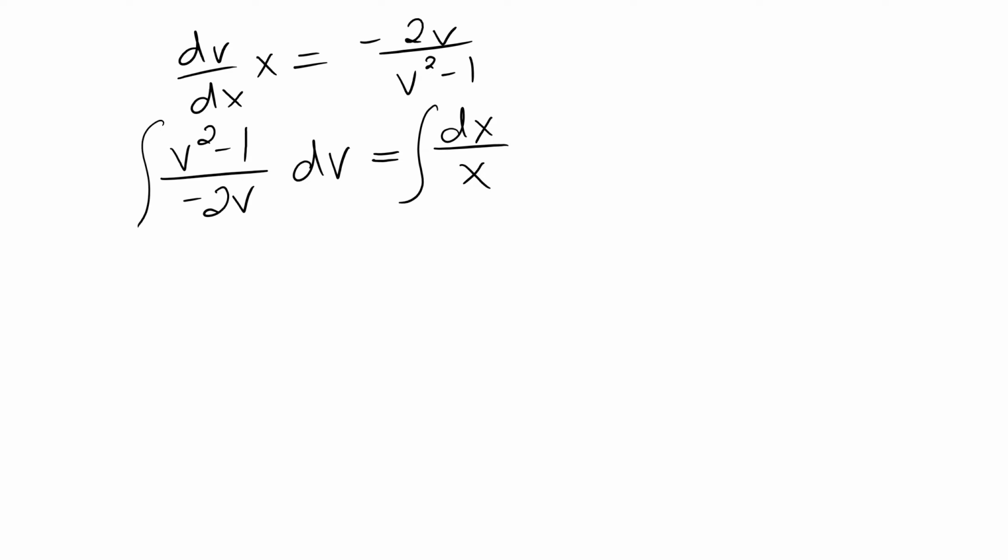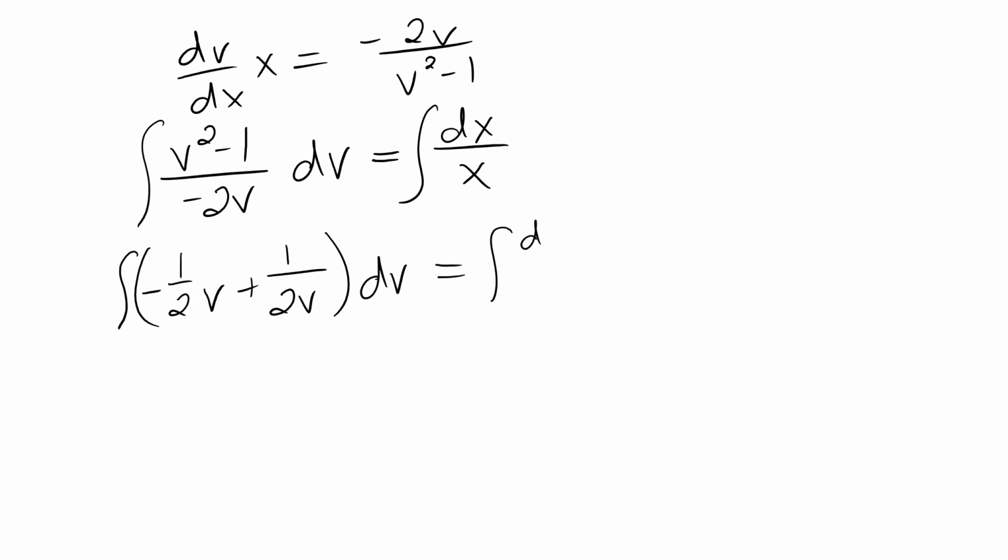Well, the right-hand side's pretty easy. Right-hand side is just 1 over x. I know what that is. Left-hand side is a little trickier, but it's not that horrible. In this case, I can just split the fraction. So I'm going to make it the integral of negative 1/2 v plus 1 over 2v dv. I'm going to leave that side alone.